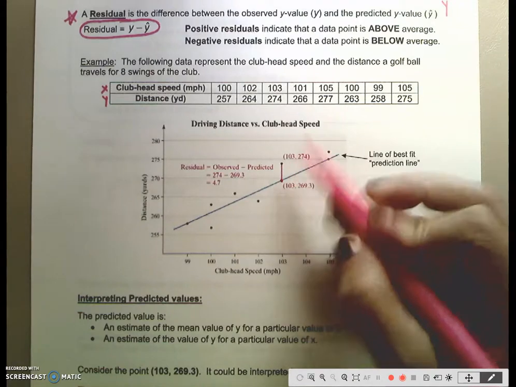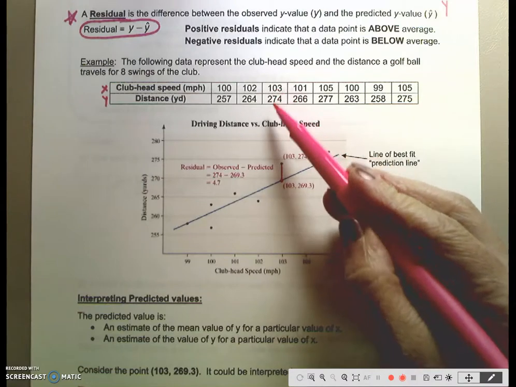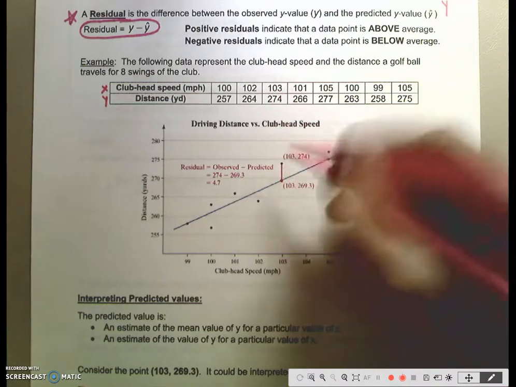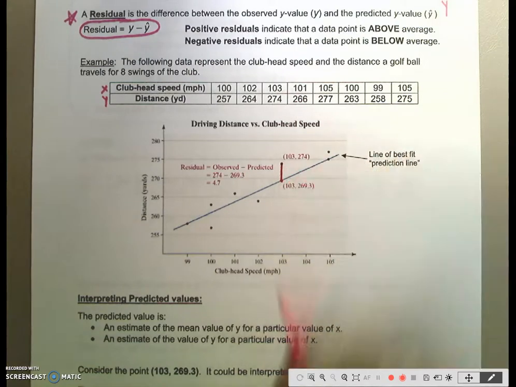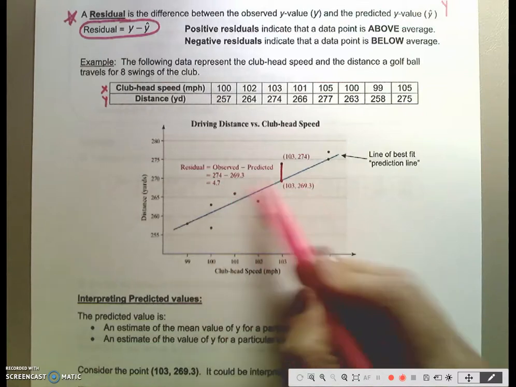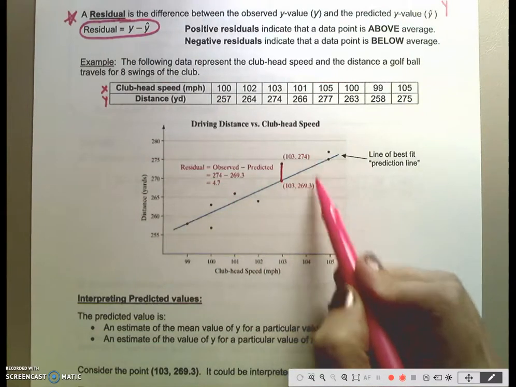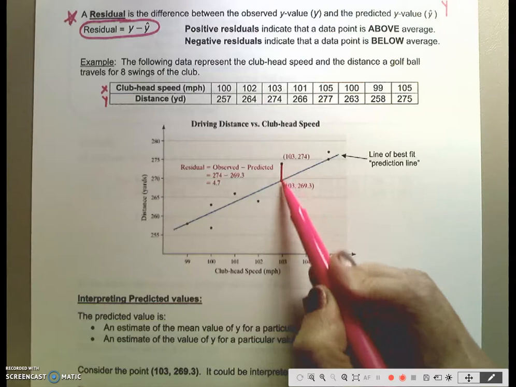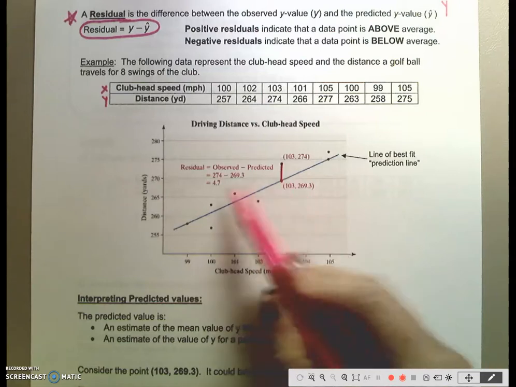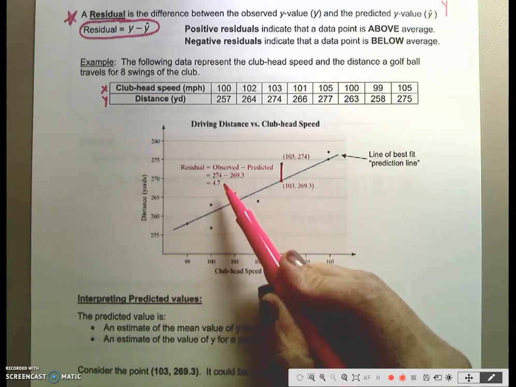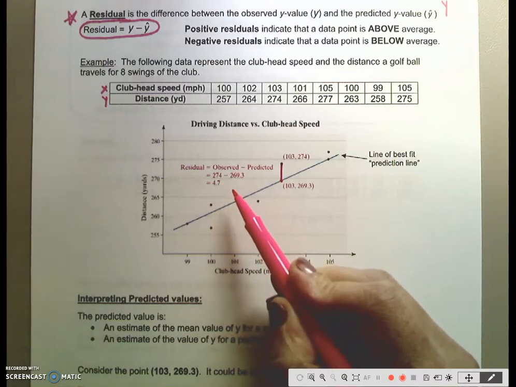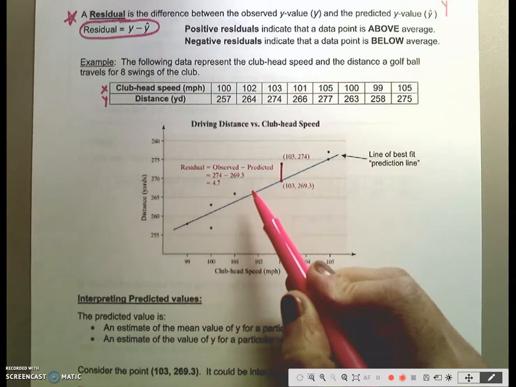The ball actually at 103 miles per hour went 274. So do you see how it's above the prediction line? That pink line is a visual for residual. Like that line, which would be 274 minus 269, it's positive, it's above, it's 4.7. The ball actually went 4.7 yards farther than we thought it was going to, so it's above average.